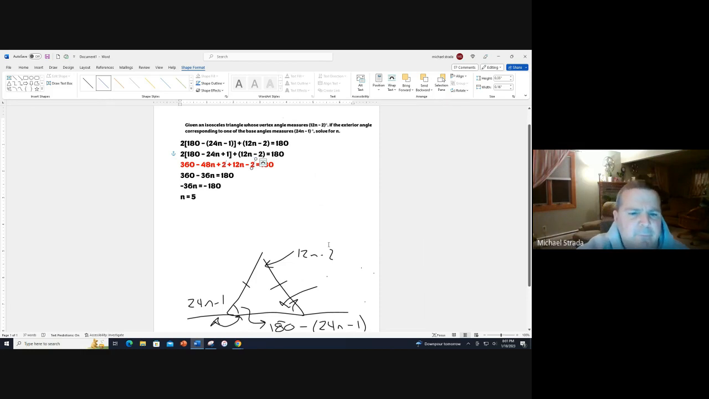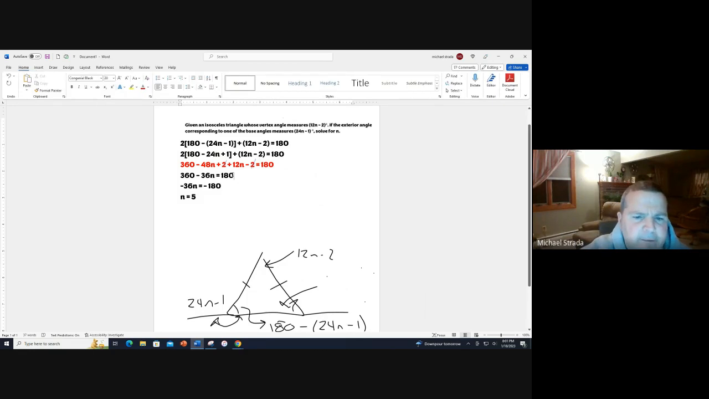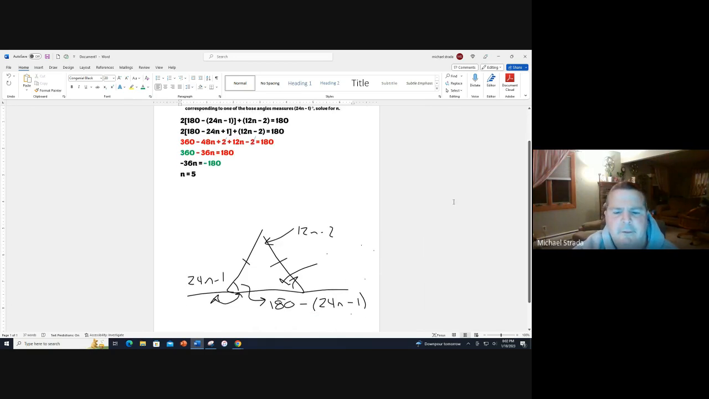All right, leaving me with the 360 minus 36n. 36n comes from combining like terms. Okay, negative 48 plus 12 is negative 36n. I subtract the 360 from both sides since it's positive. 180 minus 360 is what gives me the negative 180. I then divide by negative 36. Negative divided by negative turns into a positive, and n equals 5. There's a diagram. There's all the work. Hope it helped. Take care.